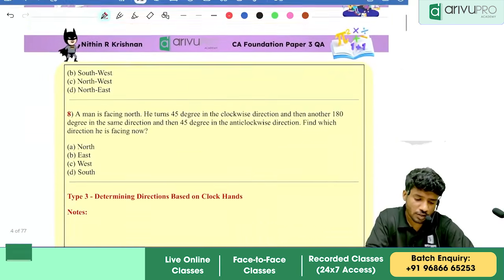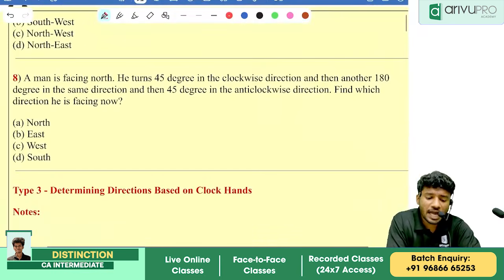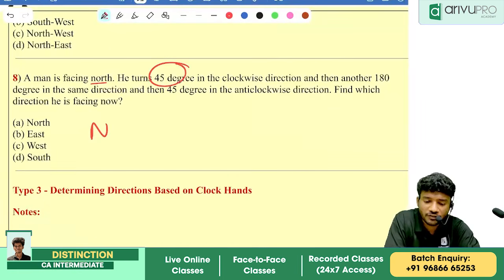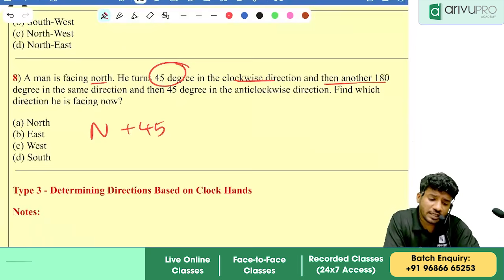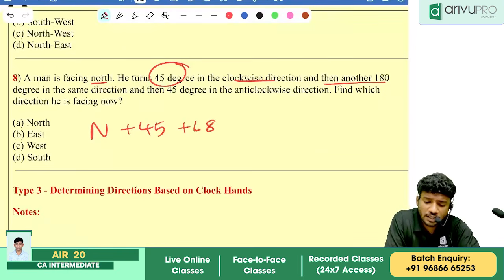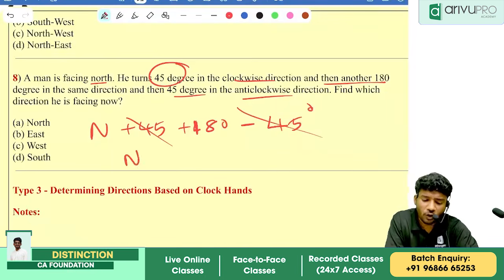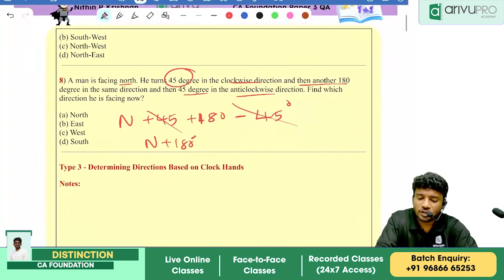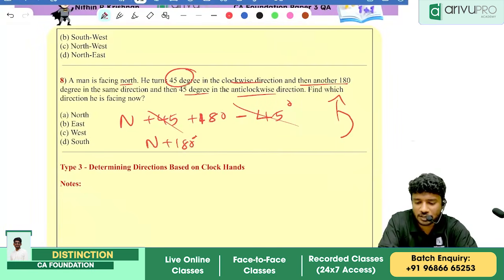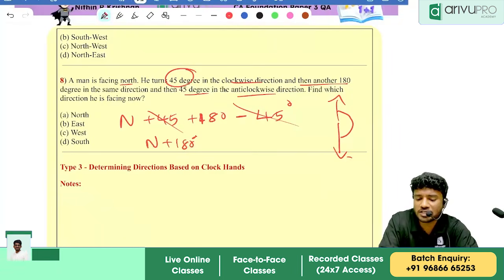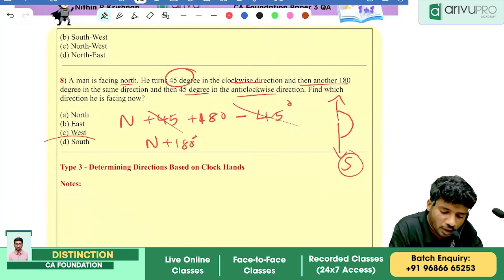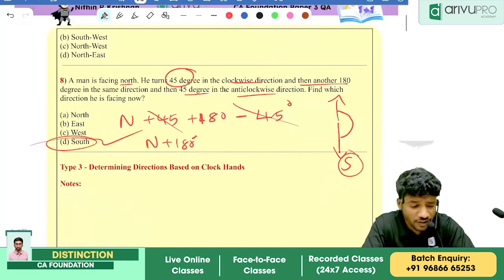Look at the next question. Have a look at this. A man is facing north. He turns 45 degrees in the clockwise. That means plus 45. Then another 180 degrees in the same direction. Plus 180 degrees. Then 45 degrees in the anti-clockwise. Minus 45 degrees. Now people, you should tell me, plus 45 minus 45 got cancelled. North plus 180 degrees. North plus 180 degrees means we will go to the opposite direction. That is what? South. Option is what? Option D.